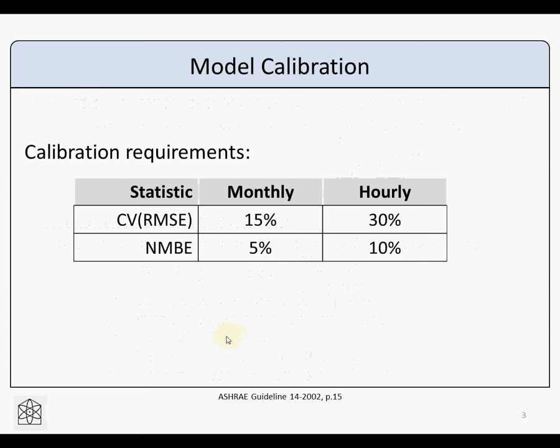So the measures we use to say, okay, my model is calibrated, are if the CV of the root mean square error is less than 15% on a monthly basis or 30% on an hourly basis, and the normalized mean bias error is less than 5% on a monthly basis and 10% on an hourly basis. So once you've hit these measures, then we tend to say our model is calibrated.